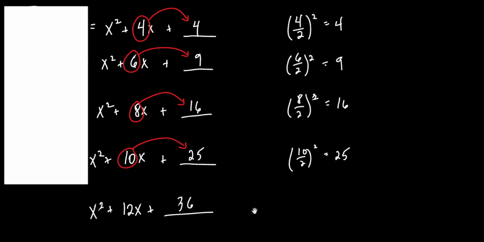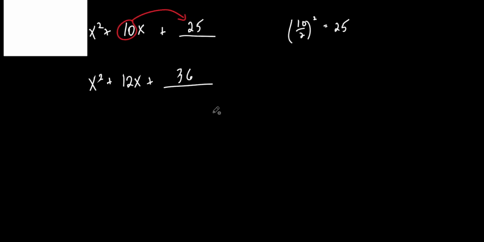What if it was really weird? Watch. And by the way, what is the perfect square? Once you get to this, how would you write it as a perfect square? Is x what? Plus 6. You see that? Watch this.